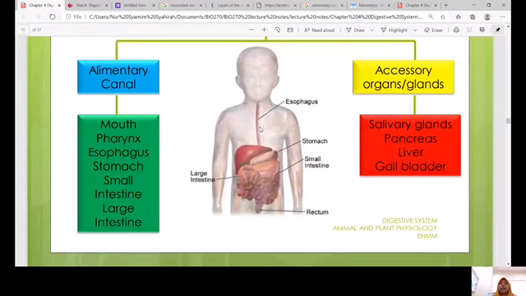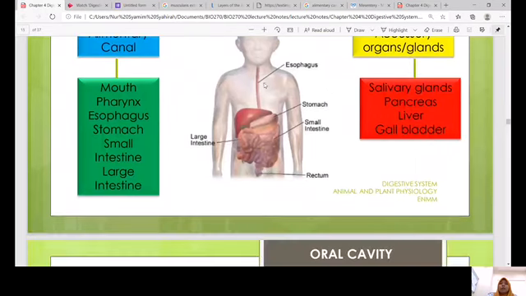So this is the image of the alimentary canal in our digestive system. This is the oesophagus, where the peristalsis process happens. And then this is our stomach, the small intestine, and the last will be the large intestine. All the feces will pass through the rectum and then be eliminated via the anus.